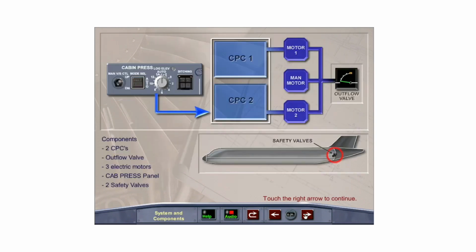The pressurization system will pressurize the aircraft cabin to provide optimum passenger comfort by controlling the cabin rate of change in altitude. The pressurization system consists of 2 cabin pressure controllers, or CPCs, 1 outflow valve driven by 3 electric motors, an overhead pressurization control panel, and 2 safety valves to prevent overpressure.